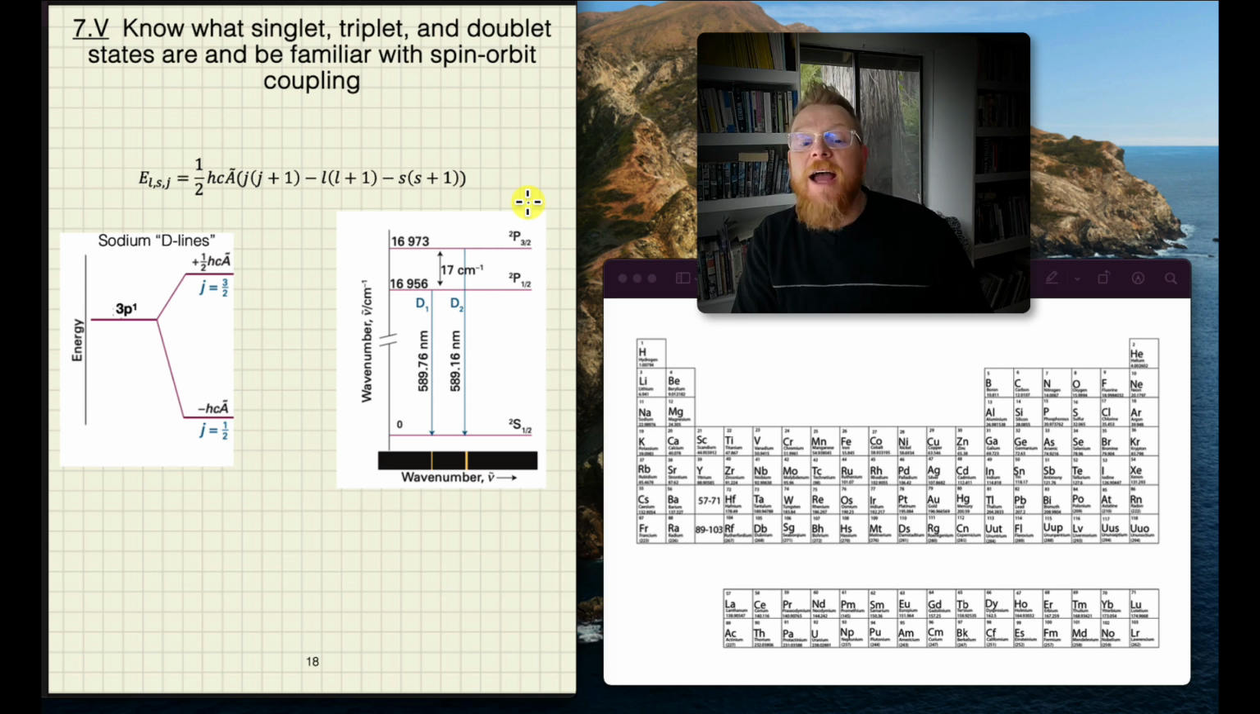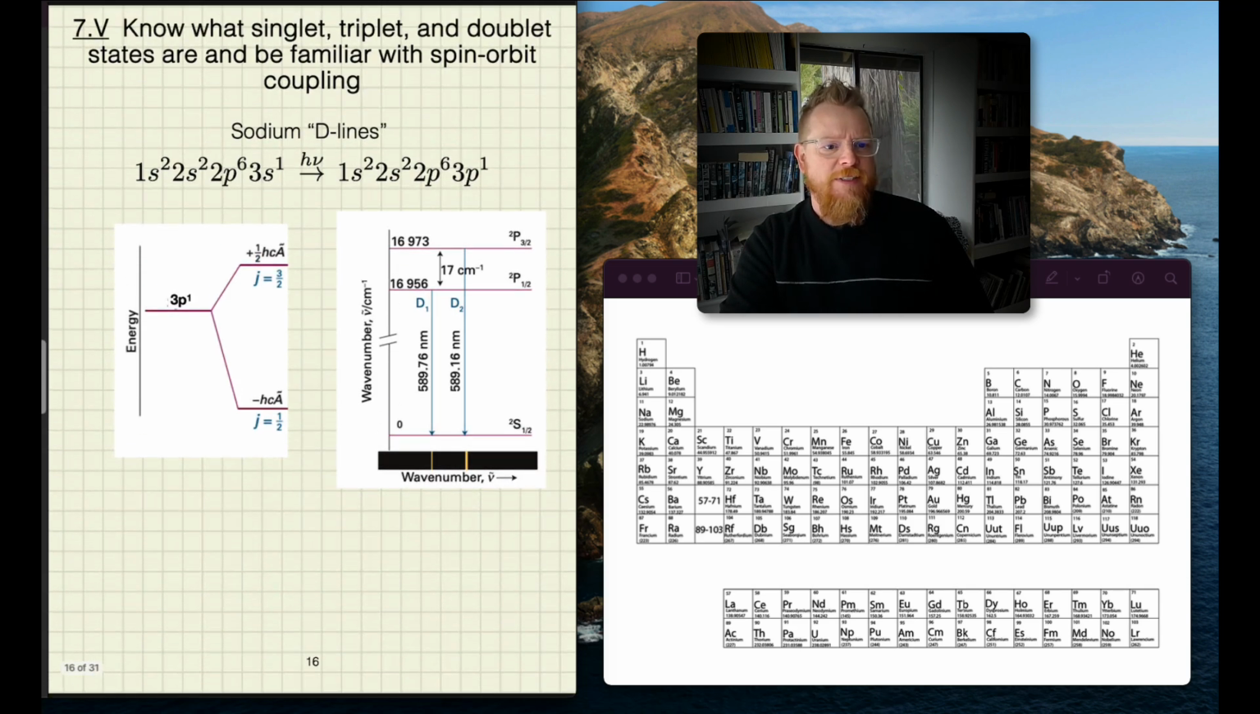So if we go back and look at the sodium D lines, right? And specifically for the transition corresponding, oops, I missed it way up here.